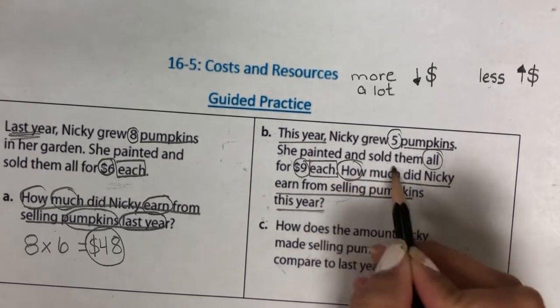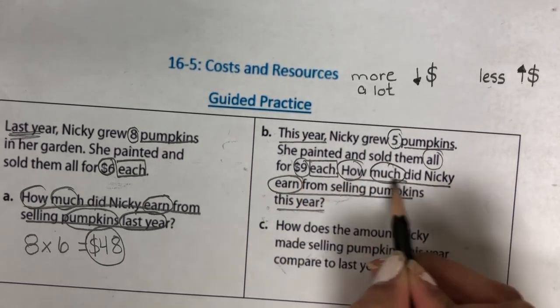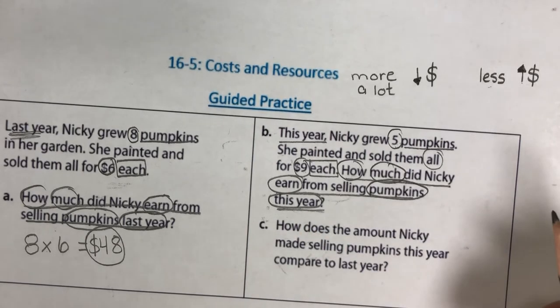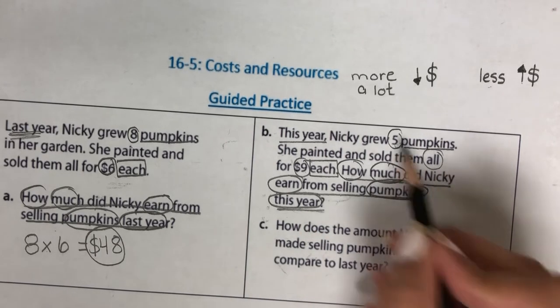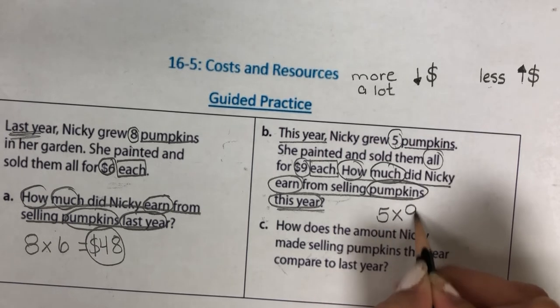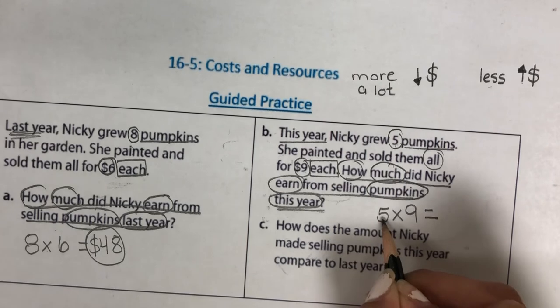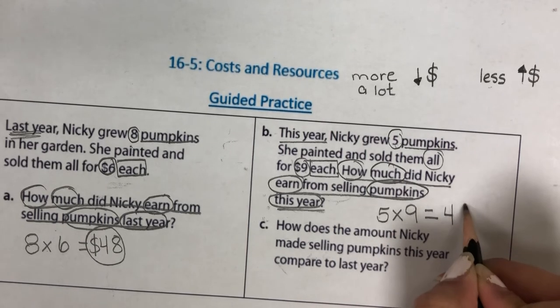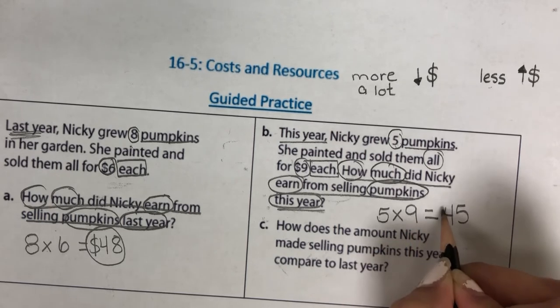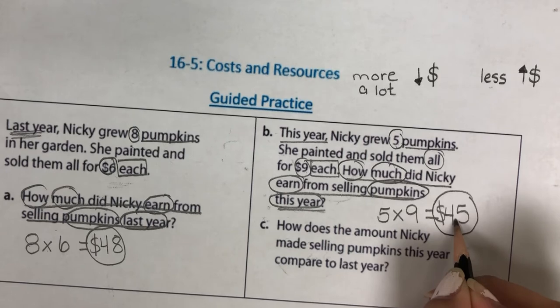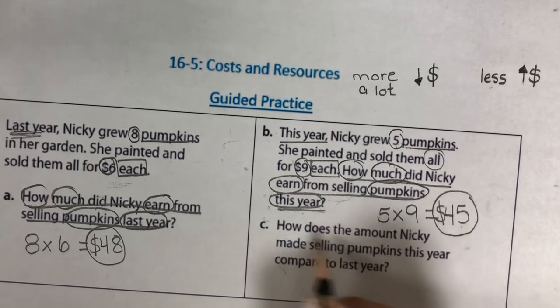We want to know how much did she earn from selling the pumpkins this year. So again, now we have 5 pumpkins and they each cost 9 apiece. 9's trick. 1 minus 5 is 4. And if we add 5 to 4, it equals 9. So $45. That is the amount she earned this year. $45 is her income.